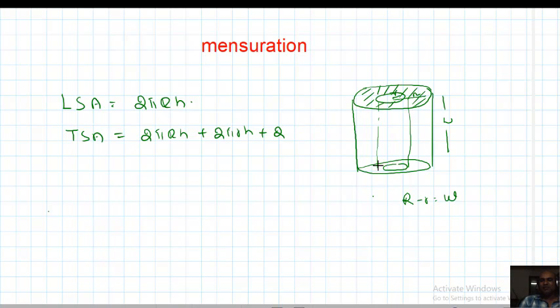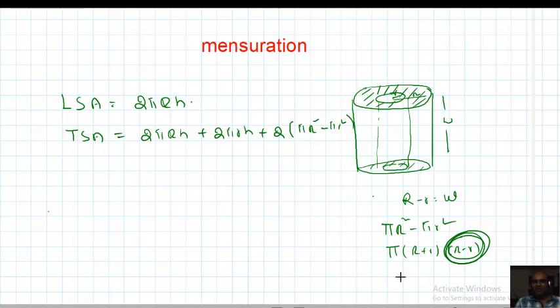times this ring area, because the bottom is also another ring, no? Ring area will be found here: pi capital R square minus pi small r square is the ring area. I will write here 2 times pi capital R square minus pi small r square. Simplify this, and that is taken as the total surface area of a cylindrical shell. Or sometimes you can write this as capital R plus small r into capital R minus small r. Instead of capital R minus small r, you can write W, so pi W into capital R plus small r is said to be the area of the ring. So 2 times this, plus the outer lateral surface area and the inner lateral surface area added to this, you will get the total surface area.